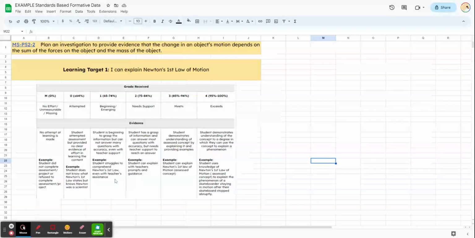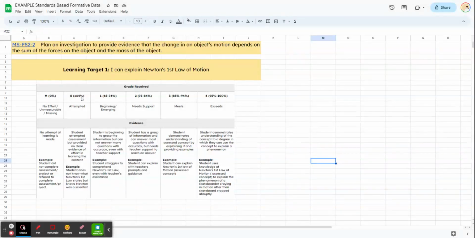When you're at a 1, they are struggling. And even with your assistance kind of guiding them through to the answer, they're still having a hard time coming to that. So they would receive a 1 for proficiency, or like the beginning, emerging state of it. And then 0 is they didn't really show any effort going into it. They don't know what Newton's first law is, but they knew Newton was a scientist.